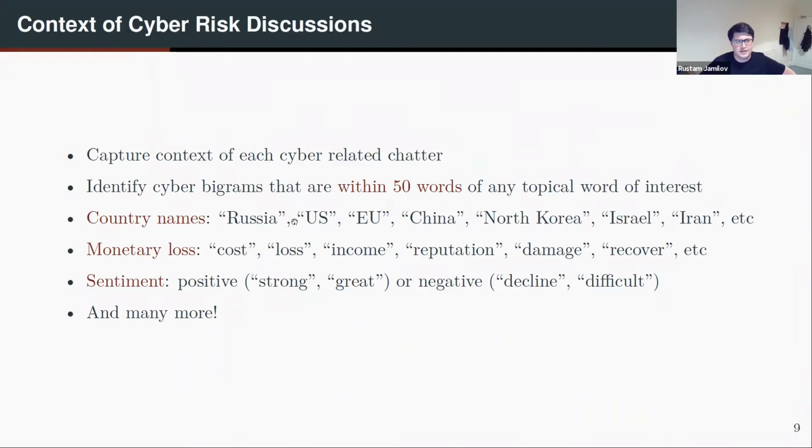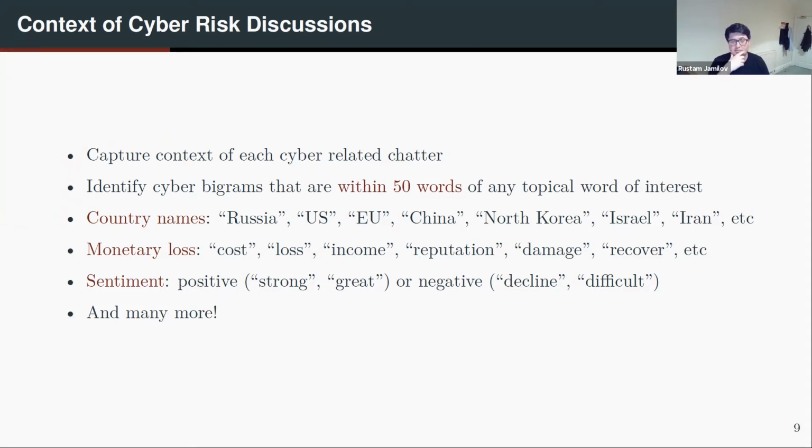To identify the context of cyber risk discussions, we create our own categories, relying on our own understanding of the situation and our own creativity. Some of the contextual categories that we came up with: well, the country names is the first one. People want to know where the cyber attacks come from, and it's very difficult. This exercise caused us a lot of trouble, because it's very difficult to identify where the attackers come from.